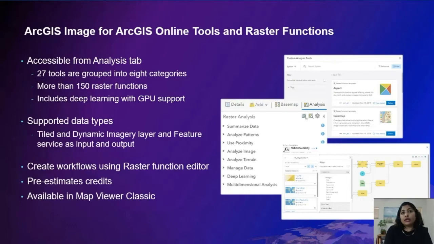You can chain multiple raster functions together to create a complex model using raster function editor. You can then save it as a template and share it across desktop, enterprise, and ArcGIS Online. As with other ArcGIS Online tools, you can pre-estimate the credits before running the functionality. All these analytical capabilities are currently available in the Map Viewer Classic. It will also be available in Map Viewer in a future release.